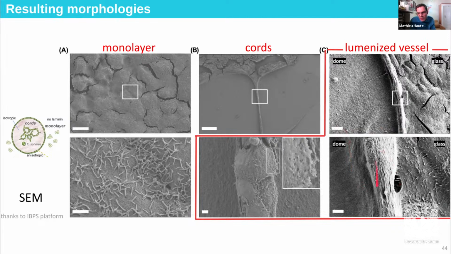So you have the vessel here, it's rounded, and if you look inside, you have a lumen. And if you look more closely, this is actually after 10 days, but just a few days before they started secreting their own basement membrane that you see here, some fenestrations could be seen.